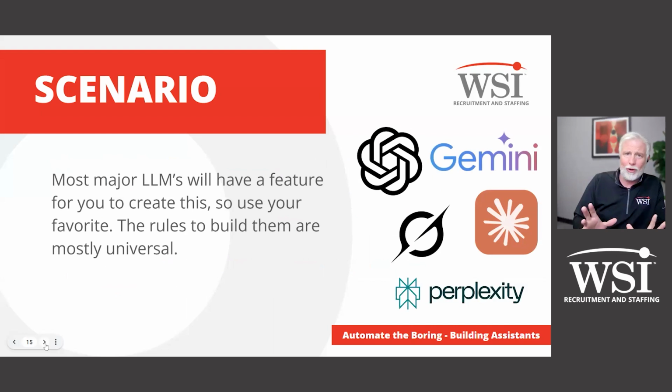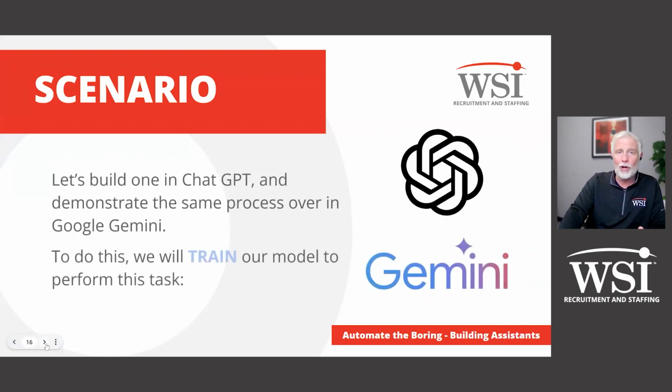So the way this works is we jump in. Most of these major LLMs now all kind of do this. OpenAI and ChatGPT were the first, but Google does it, Perplexity, Grok, Claude AI, they all kind of do them. Some are a little different, but for the most part, the rules are pretty universal. So today we're going to build one in ChatGPT, and then we're going to build one in Gemini to show you how it's pretty much the same process.